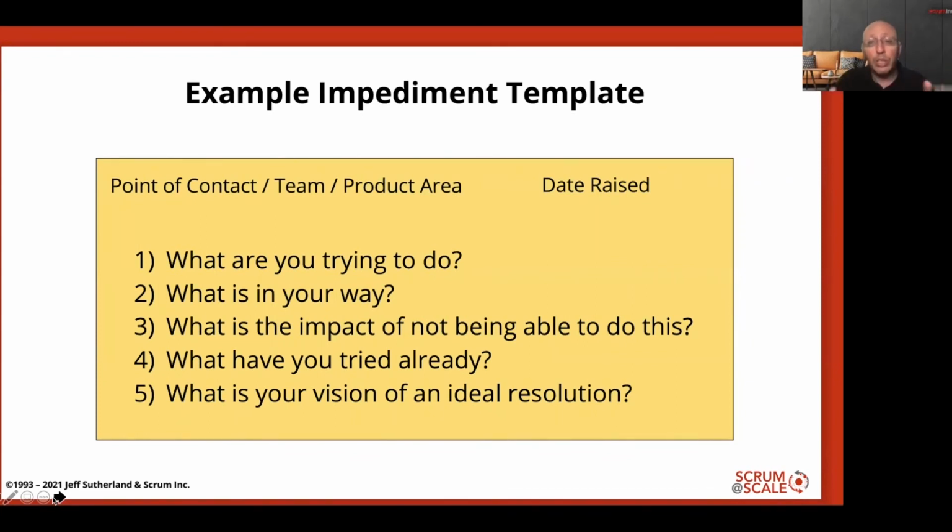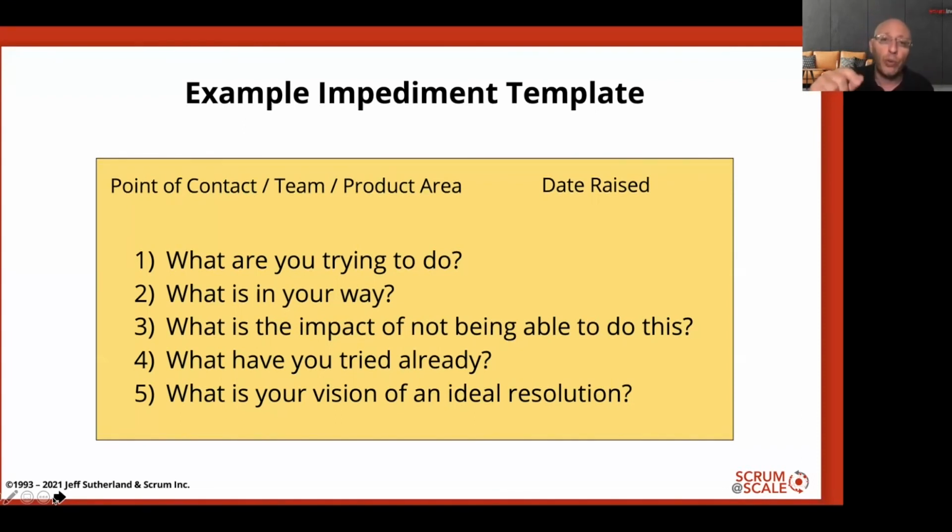So one of the ways we do that is with an impediment template like this. Take a look at this. If they're bringing an impediment to you, they have to be able to tell you what they're trying to accomplish, what's stopping them from doing it, and the impact of not being able to do it. Now that's easy. Everybody knows those parts, right? But here's the secret. Questions 4 and 5.